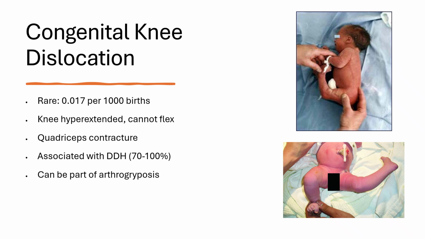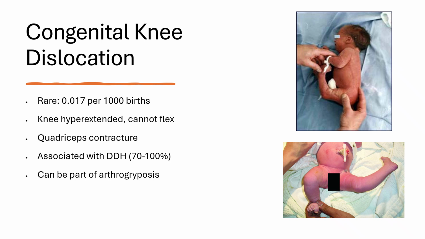Congenital knee dislocation represents one of the rarest lower extremity abnormalities you'll encounter, occurring in only 0.017 per thousand births, but its clinical significance extends far beyond its rarity. To understand this condition, imagine the knee locked in complete hyperextension where the baby cannot flex the joint at all. This creates a leg that appears straight as a board, completely unable to bend at the knee joint.